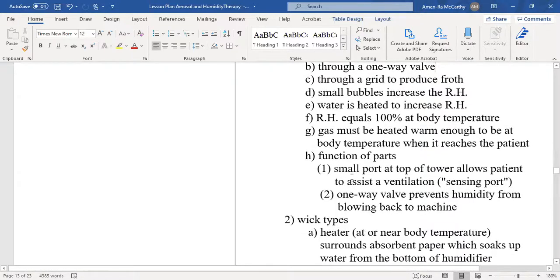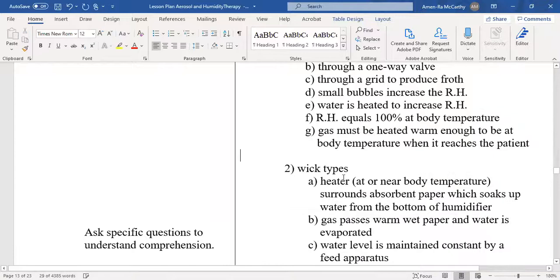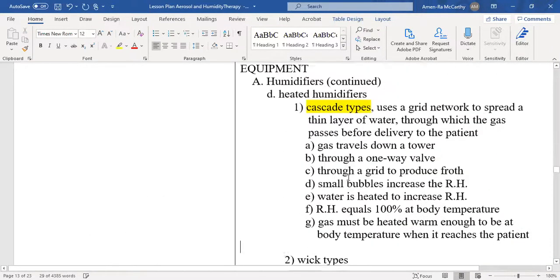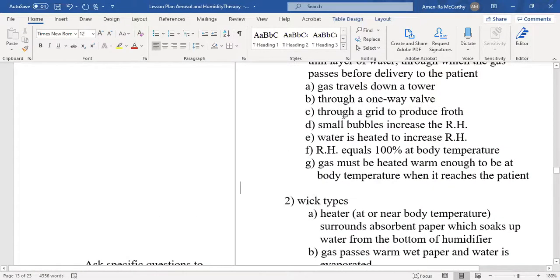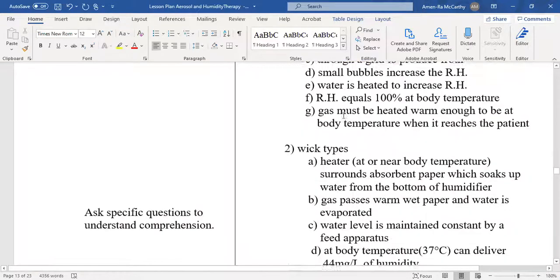Now, the function of the parts. Don't worry about these parts because, like I said, we don't even use these no more. All right, the wick types. Now, this was the cascade types, right? When you heat it up with that tower on top. Remember I said the Passover with the tower on top is called a cascade. That's what they're going to test you on.